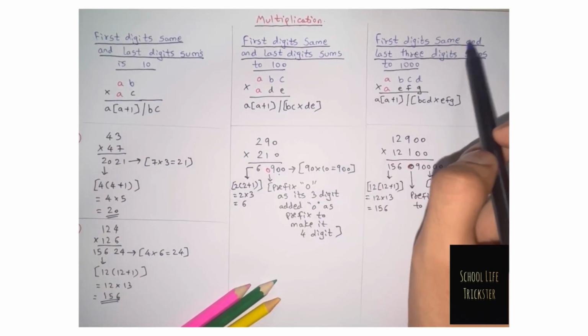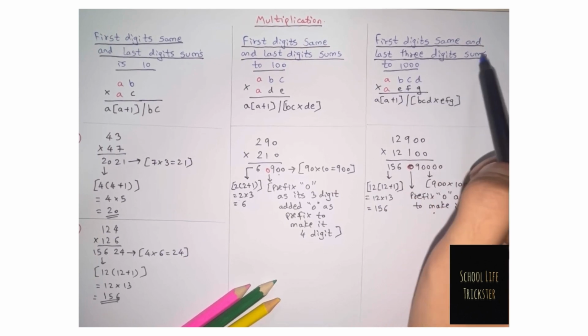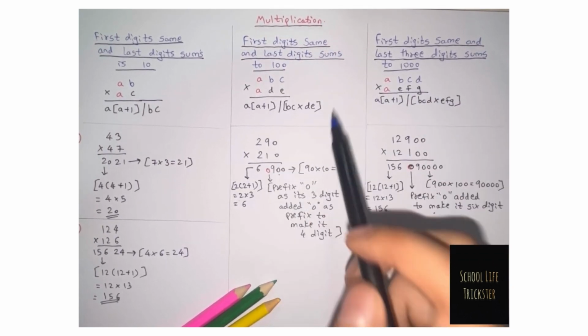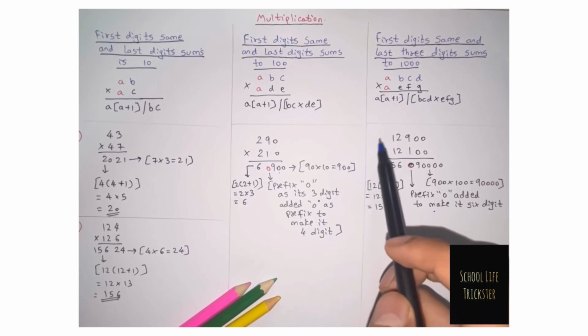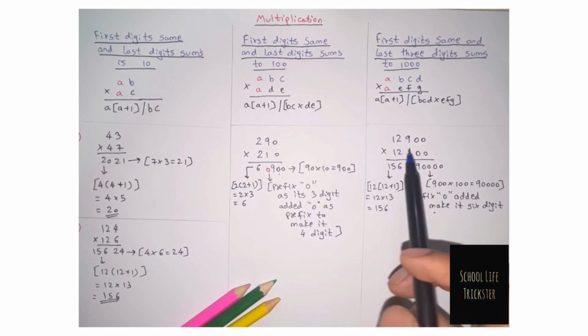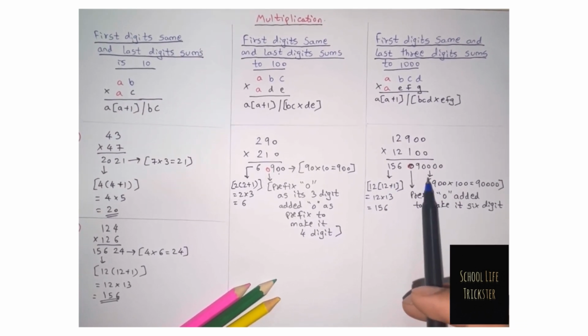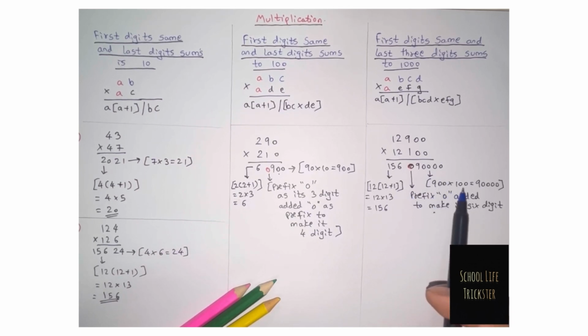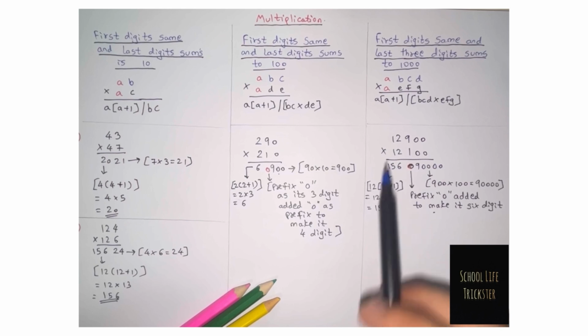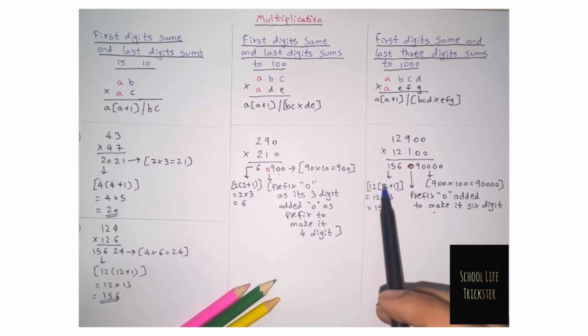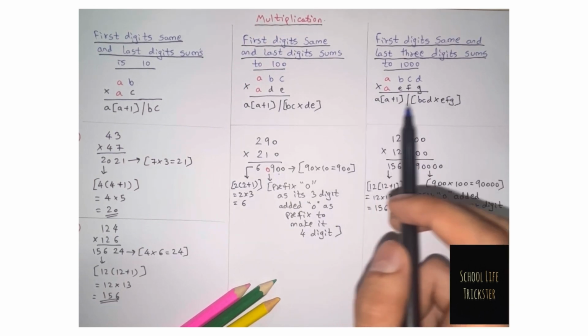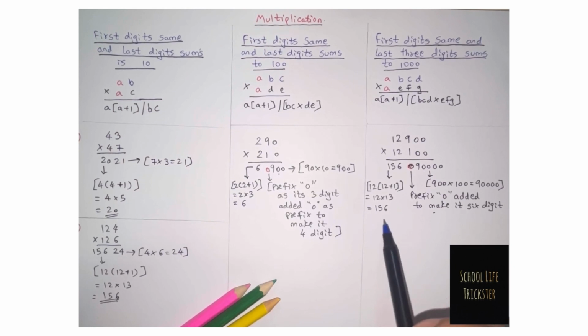Now when the first digit is the same and the last 3 digits sum to 1000. So the formula is the same, only the difference is BCD into EFG. That is 12900 into 12100 equal to 156090000. So how did this 90,000 come? That is 900 into 100, that is BCD into EFG. Now add a prefix before 90,000. Now how did this 156 come? That is 12 into 12 plus 1 by this formula, that is 12 into 13 equal to 156.